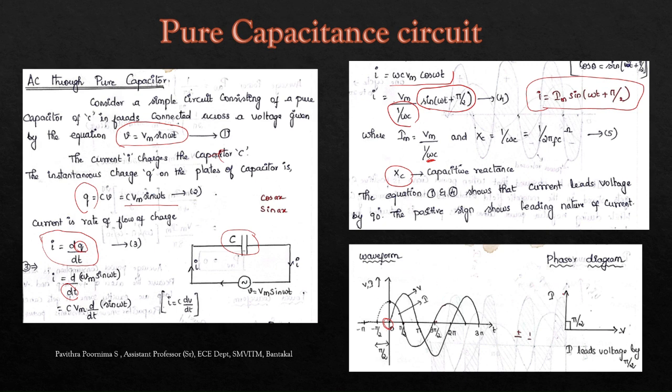Next we'll see the phasor diagram. Usually we take voltage as the reference, and current leads voltage by pi by 2 in this direction. So pi by 2, which is 90 degrees. So current leads voltage by pi by 2. And next, as before, we are going to see the power consumption in the pure capacitance circuit.